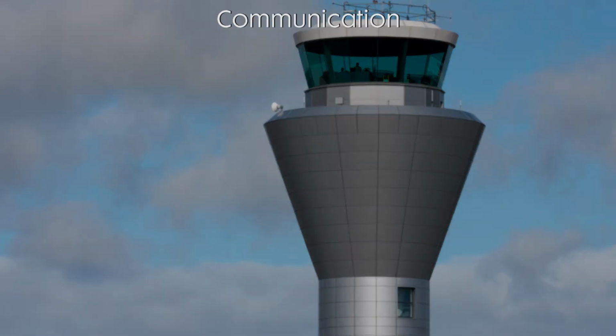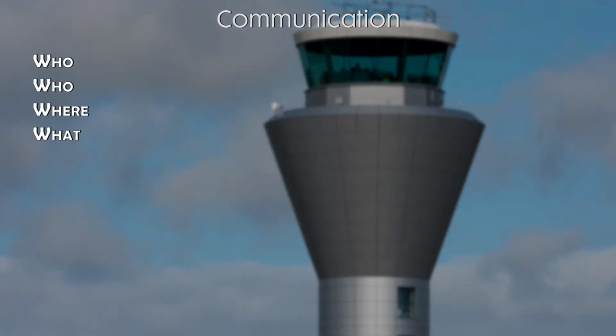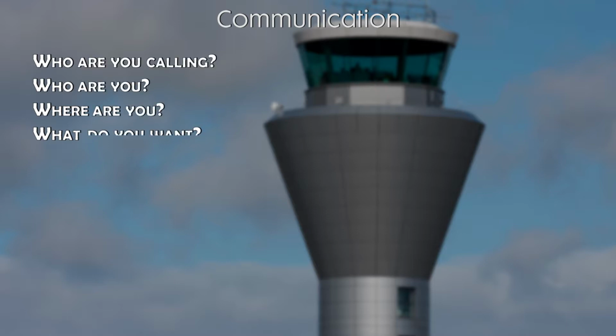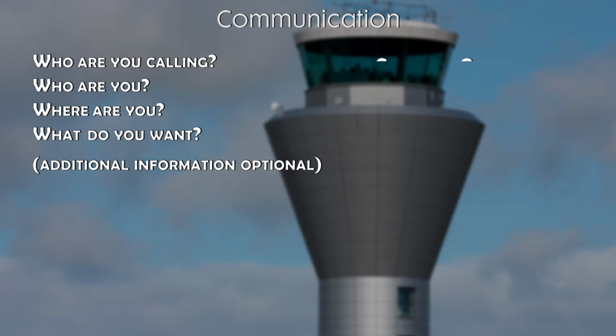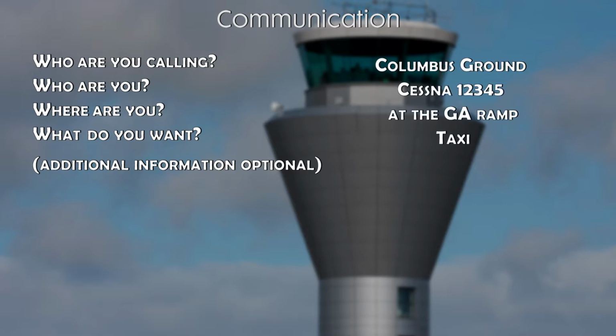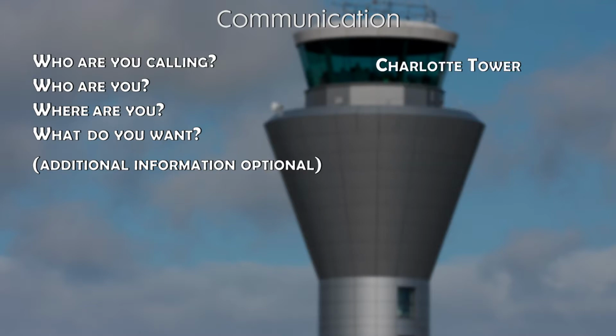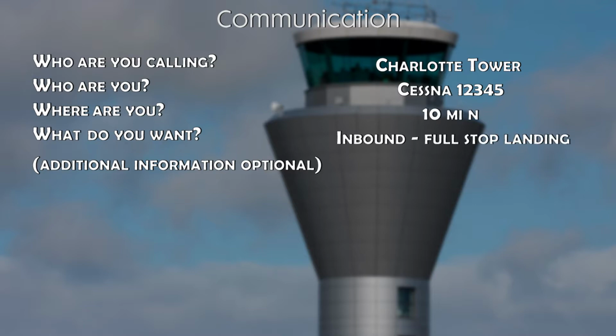Anytime you talk to air traffic control, they need to know the 4 W's. Who, where, and what. Who are you calling? Who are you? Where are you? And what do you want? For example, Columbus Ground, Cessna 12345 at the GA ramp, taxi with information Zulu. Or Charlotte Tower, Cessna 12345, 10 miles to the north, inbound for a full stop landing.